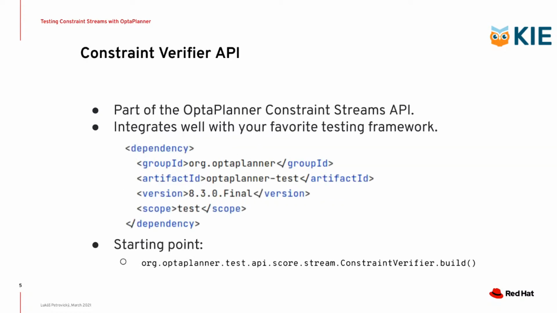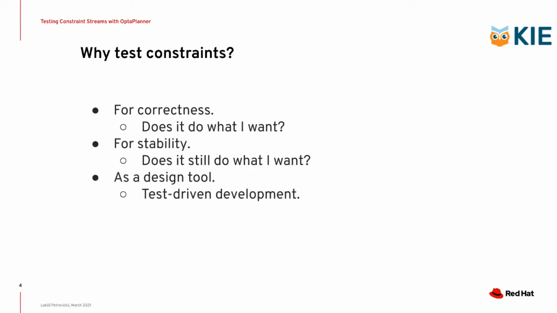It's time we moved on to testing constraints. So why do we test constraints? The reason is the same as for testing everything. You want to make sure that you're delivering the right thing, and you want to make sure that the right thing keeps being the right thing for years to come, through years and years of maintenance. First of all, you test constraints and software for correctness, which is, does it do what I want? You also test your constraints and your software for stability, meaning, does it still do what I want even after I've made these five more commits?